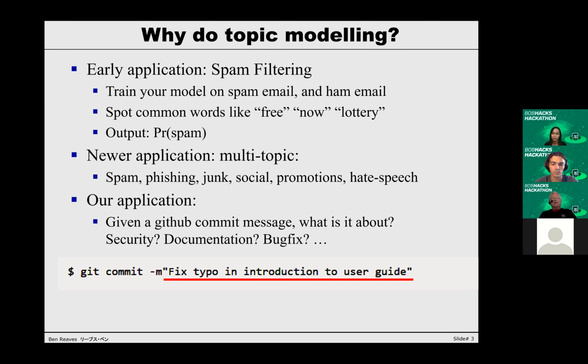A newer application of topic modeling, if you're a Gmail user, you have seen this for several years already. You split the mail into several different categories. There's spam, there's junk, there's social, like Facebook stuff, there's promotional things. You can also have categories like phishing, and an even earlier usage of topic modeling was to detect hate speech.